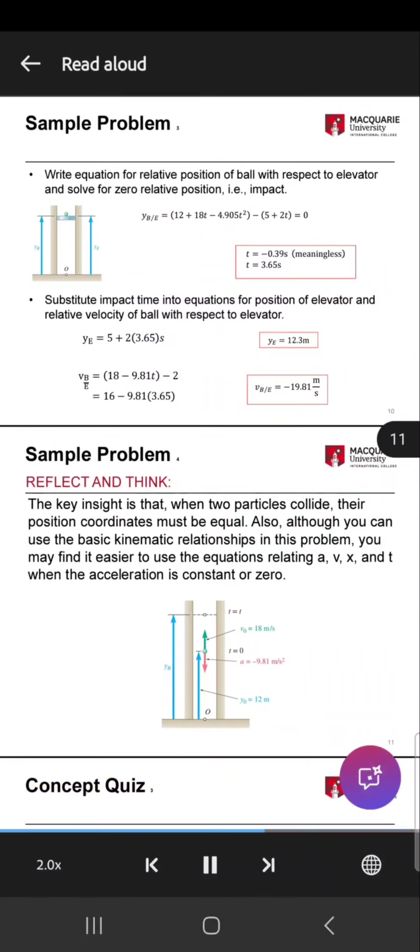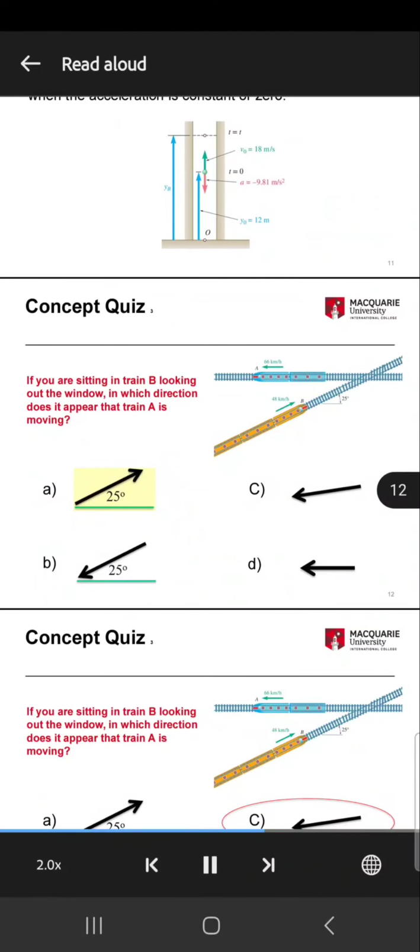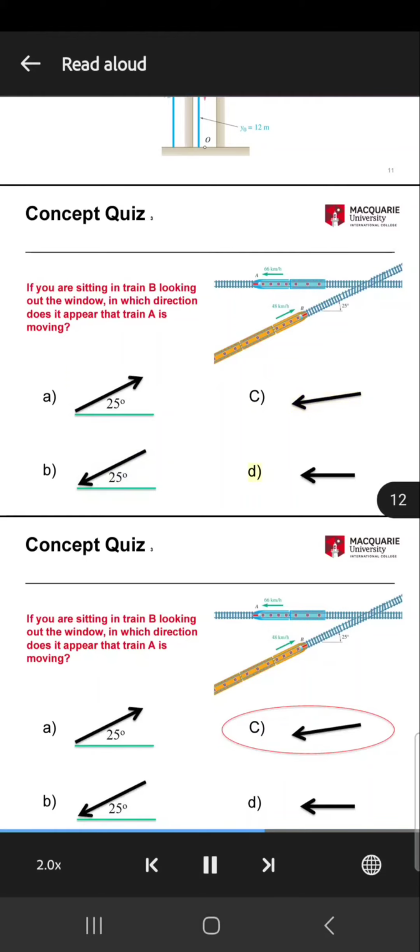Sample problem 4. Concept quiz 3. Train A is going westward at 66 km per hour. Train B is going 48 km per hour, 25 degrees northeast. The options are: A, 25 degrees northeast; B, 25 degrees northeast; C, 25 degrees northeast; D, less than 25 degrees southwest.